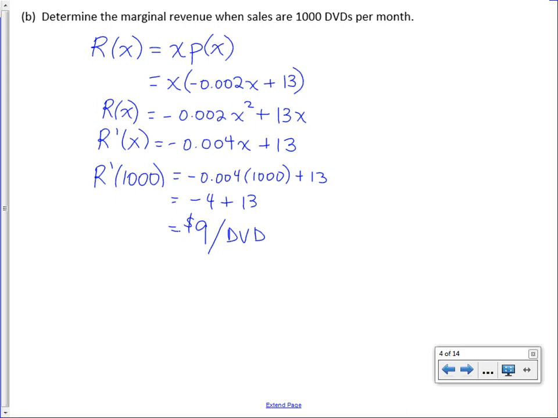If I say a dollar amount per 25-cent increase, how do I use that? That's weird. But I know, oh, if I sell that many DVDs, I make that much per DVD. That's a more logical, useful piece of information if I'm working in business. So that's perfect. And again, what does this mean? It means that when I'm selling 1,000 DVDs, my revenue is increasing at a rate of $9 per DVD.